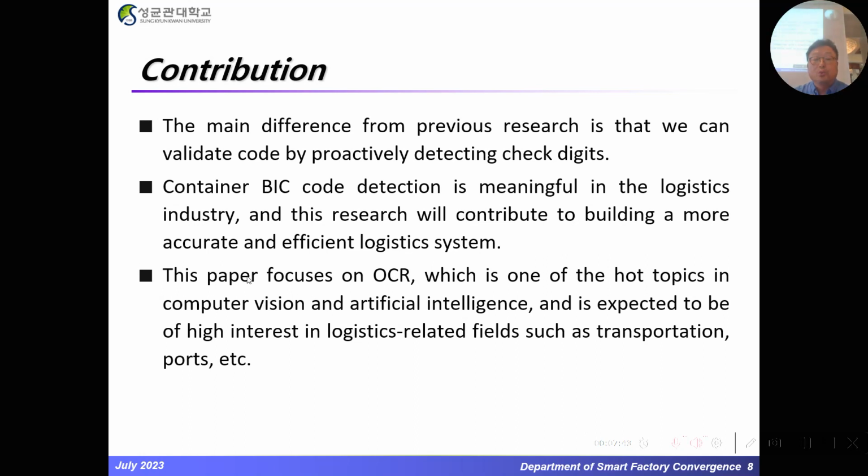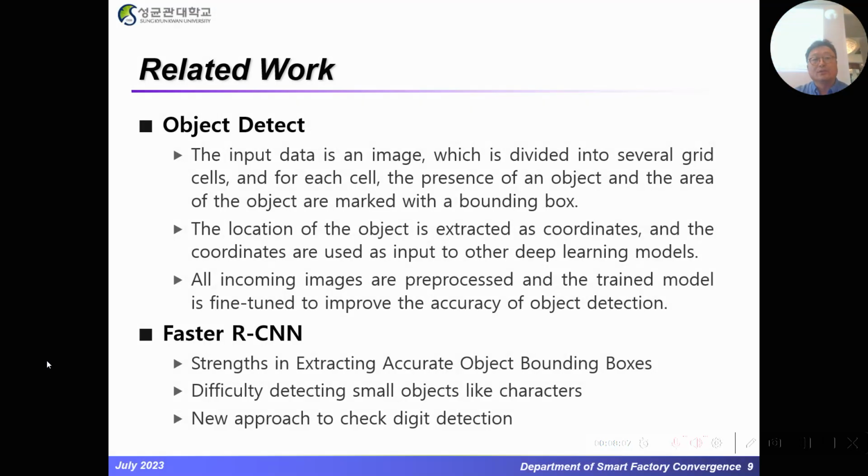Our research focuses on OCR, computer vision, and AI, so we expect high interest in logistics related fields, transportation and ports. Maybe many companies are interested in our research now.